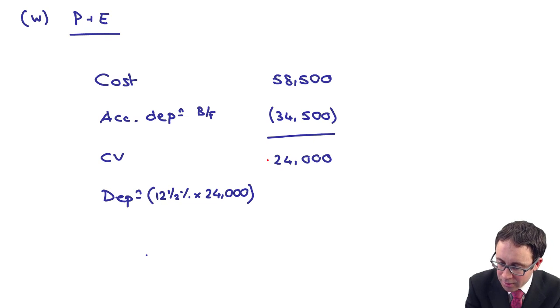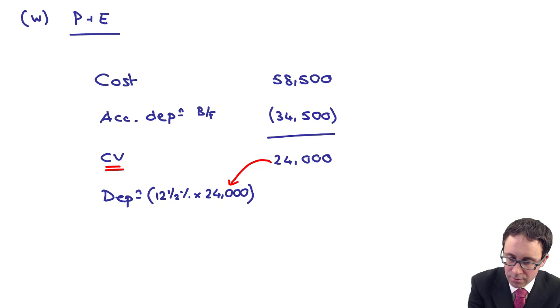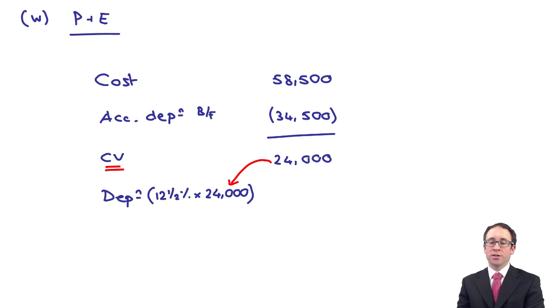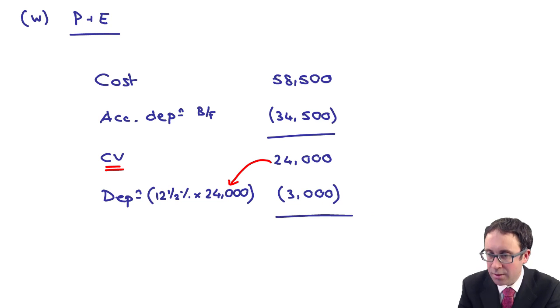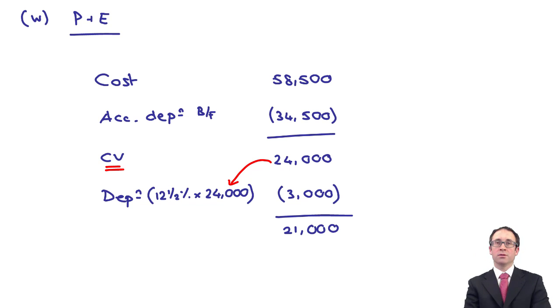It's reducing balance depreciation. So you apply the depreciation to the carrying value. So is it 12.5%? 12.5% of 24 works out as 3,000. 24 less 3 is 21,000.